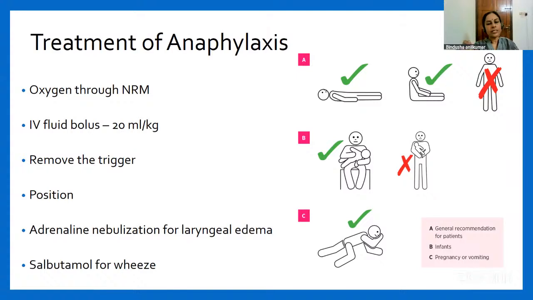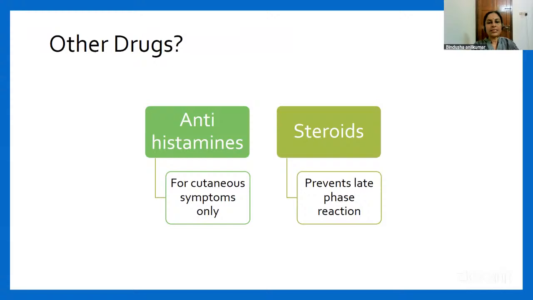And if the patient is having laryngeal edema, we can give adrenaline nebulization also. But at the same time, IM adrenaline should always be given. Along with that, you may give adrenaline nebulization for significant laryngeal edema. And if the child is having wheezing, as in the case of our child, we can start him on salbutamol nebulization also.